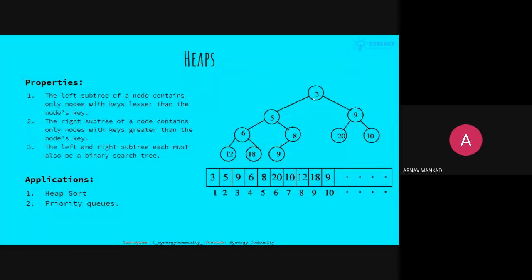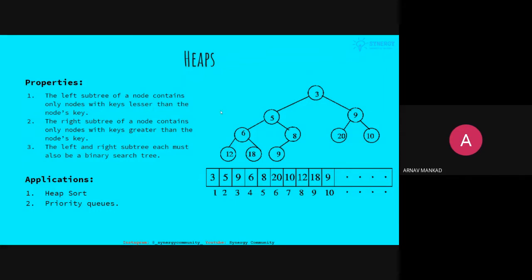In min heap, the current data, for example, over here we have 3, is less than both the children, which is 5 and 9. Okay, so in case of max heap, the only difference will be the data over here should be greater than the left child and the right child. Okay, so as I told you, the left subtree of a node contains only nodes with keys lesser and so on.